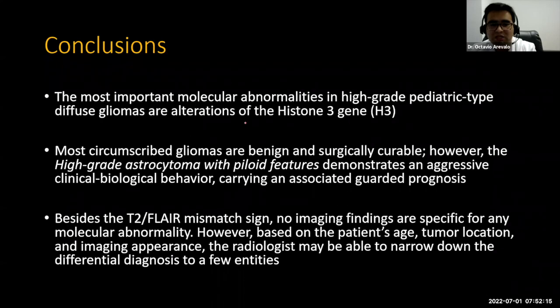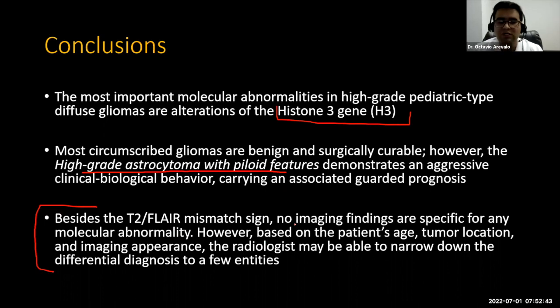And in pediatric tumors, always consider the histone 3 mutations. The high-grade astrocytoma with pilocytic features is something that you have to know that now exists. And besides, this is perhaps the most important, besides the T2-FLAIR mismatch sign, there are no imaging findings that are specific for any molecular abnormality. However, based on the patient's age, tumor location, and imaging appearance, you can give the pathologist and the neurosurgeon a hint of what you think the differential diagnosis is.